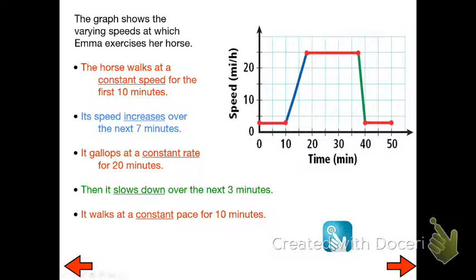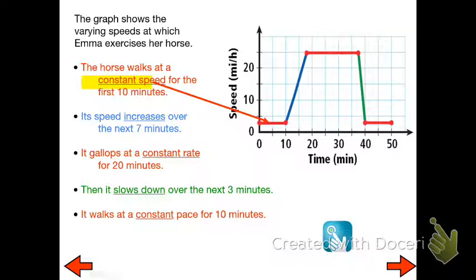Now, when you're describing what is happening on a graph, we always use the x-axis, which is usually time: minutes, seconds, hours. And what you're asking is, what happens over the first 10 minutes? What happens over the next 3 minutes or the next 7 minutes? So notice on this graph it says the graph shows the varying speeds at which Emma exercises her horse. The horse walks at a constant speed for the first 10 minutes. So the constant speed, see, it's that flat line for 10 minutes.